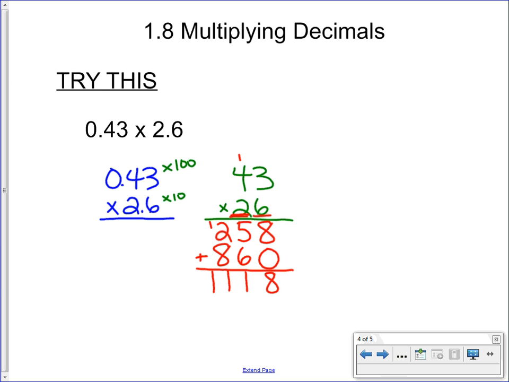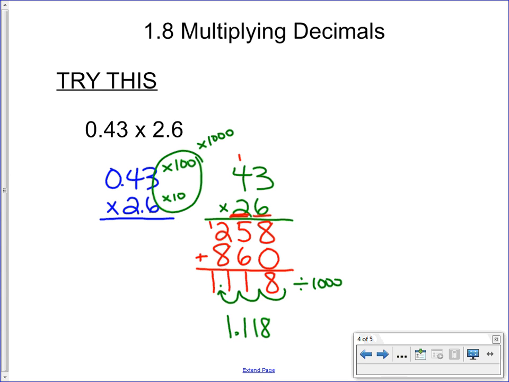Now our original problem was 0.43 times 2.6. At the beginning, we multiplied by 100 and multiplied by 10, which is the same as multiplying by 1,000. So we're going to divide this by 1,000, which takes our decimal point back 3 spots. So our final answer is 1.118.